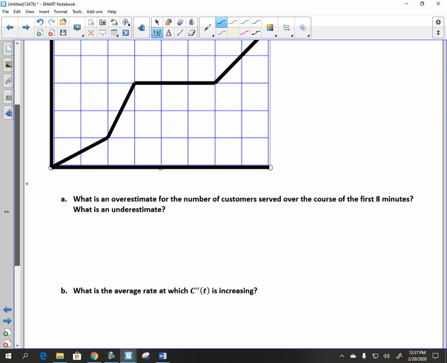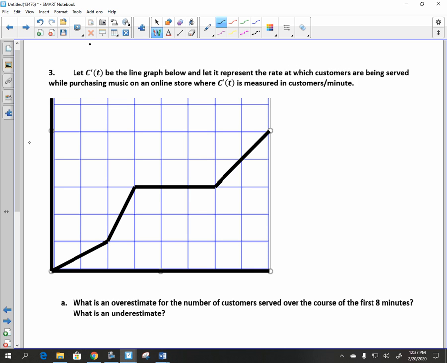What's different about this example right here? You're given a graph. So we looked at raw equations. We typed them in our calculator. We looked at a table. Now we're looking at a graph. It says let C prime of T be the line graph below. So this is C prime of T. And let it represent the rate at which customers are being served while purchasing music on an online store.